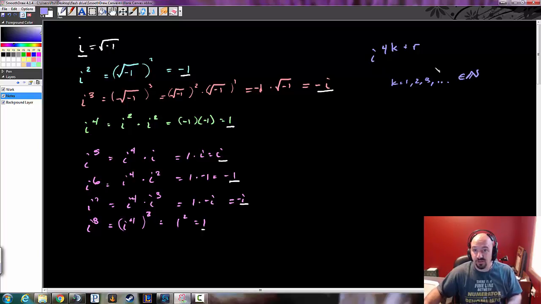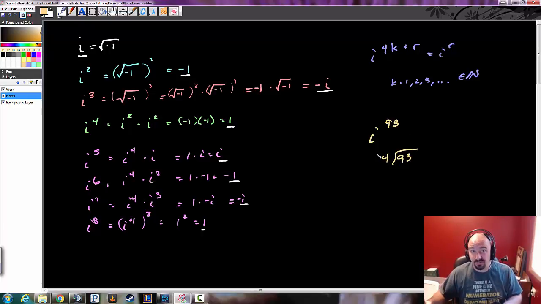All right, so that's a natural number, but we're really looking at R. This is really i to the R, whatever that happens to look like. One way that you can work with this is you can just simply divide it by 4. If I just take an example here, like i to the 93, I can just take and divide 93 by 4. I really don't care about what the quotient is. I want the remainder, because the remainder will tell me the power on i.